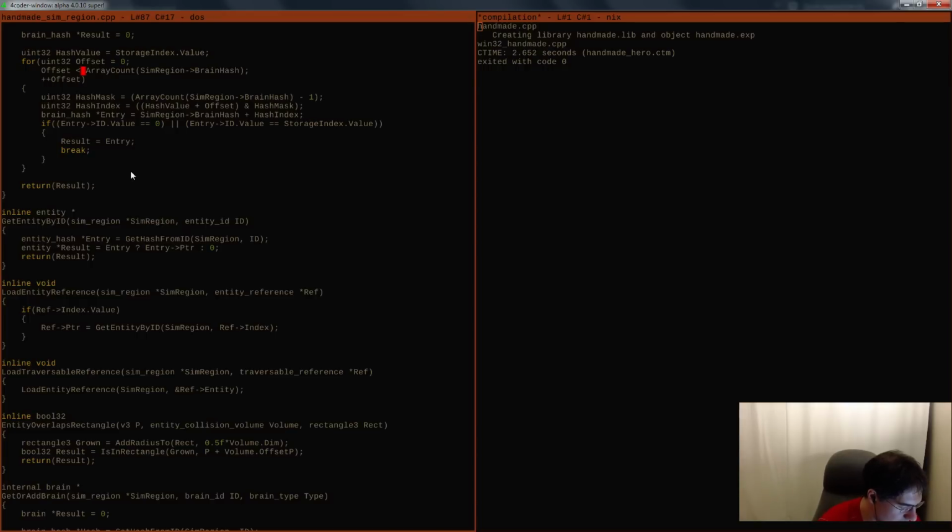What is the difference between Handmade Hero and 1935? They're different in pretty much every way you could imagine. I don't know, they're completely different, I guess I would say.